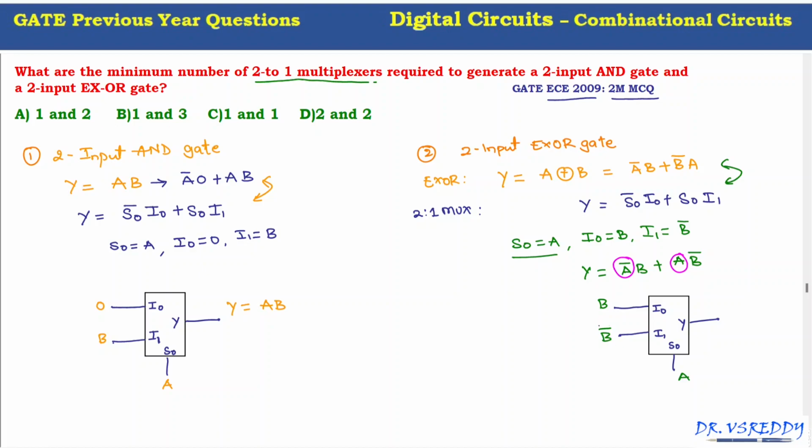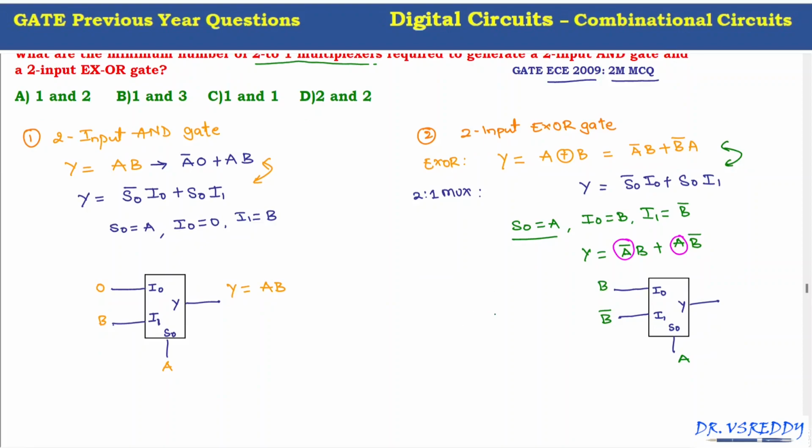So we want to implement B bar. We want to get B bar from B, so we need to implement an inverter. That is, we want B prime. So for this, 0 into B and 1 into B prime. Like that, the output Y is equal to 0 into B, 1 into B prime. Here the selection line is B, and B prime and this are the inputs I0 and I1.